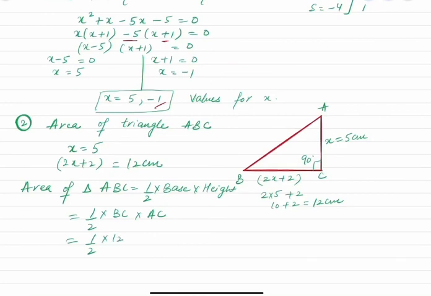So BC we got 12 times AC 5. Now we can easily cut the values: 2 ones are 2, 2 sixes are 12, and 6 times 5 gives us 30. 6 fives are 30, and don't forget centimeter square, because units are equally important here. So in this way we can find the area of the triangle.